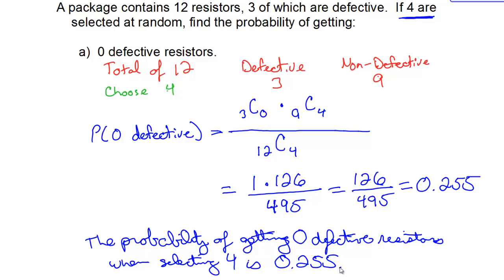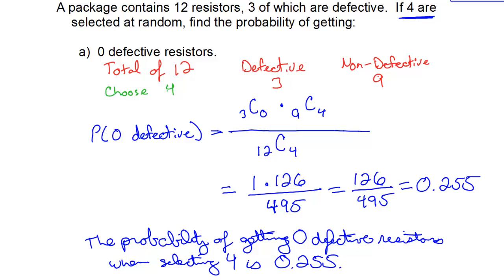So again, I have on the numerator the total number of combinations. I can start with 3 defective and choose 0 of them, times the total number of combinations. I have 9 non-defective and choose 4 of them. On my denominator, I have a total of 12 resistors in the package, and I'm going to choose 4 of them.